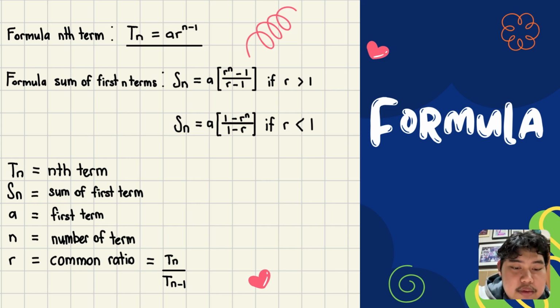Now I'm gonna talk about the meaning of each symbol: Sn, Tn, A, R, everything. Tn is the nth term, Sn is the sum of the first n terms, A is the first term, n is the number of terms, and R is the common ratio, which equals Tn divided by Tn minus 1.